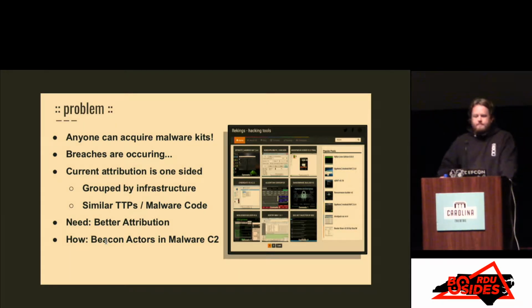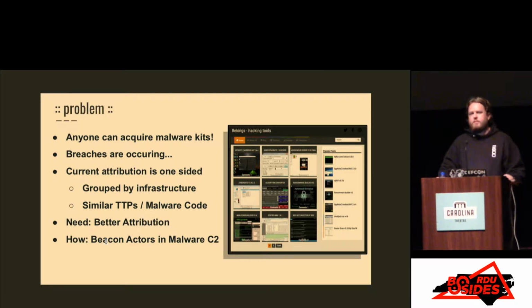So what is the problem? It's far too easy for anyone to go out to the internet and, whether they're purchasing these within cybercrime forums or finding them for free as malware kits that leaked, they can utilize these to breach organizations. And in my opinion, the current attribution for people that are utilizing these to attack companies is one-sided. It's typically grouped by shared infrastructure, shared domain registration details or shared IP addresses, or similar tools, techniques, and procedures, as well as malware code.